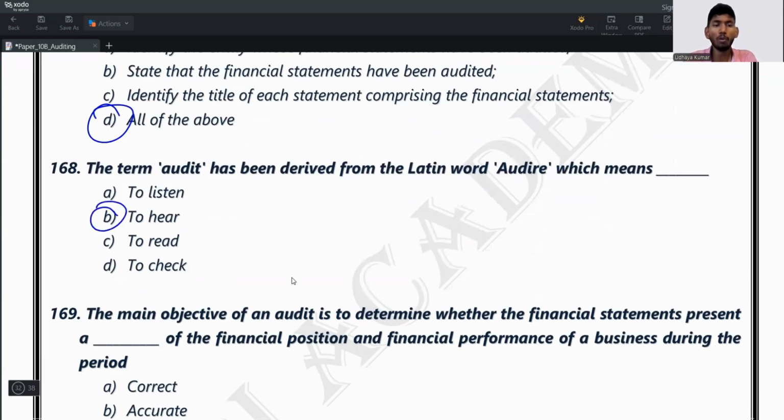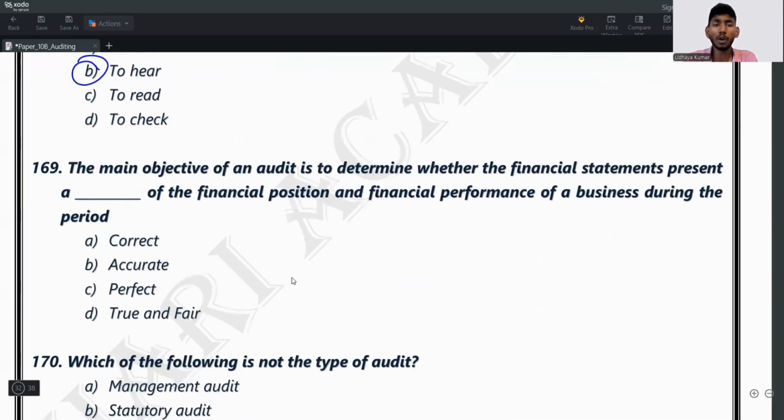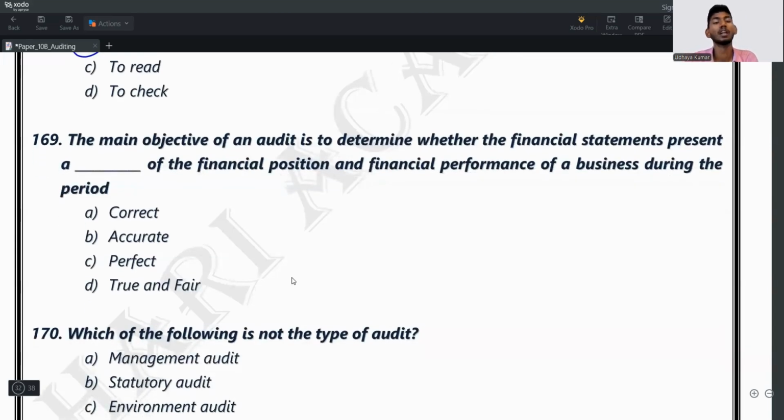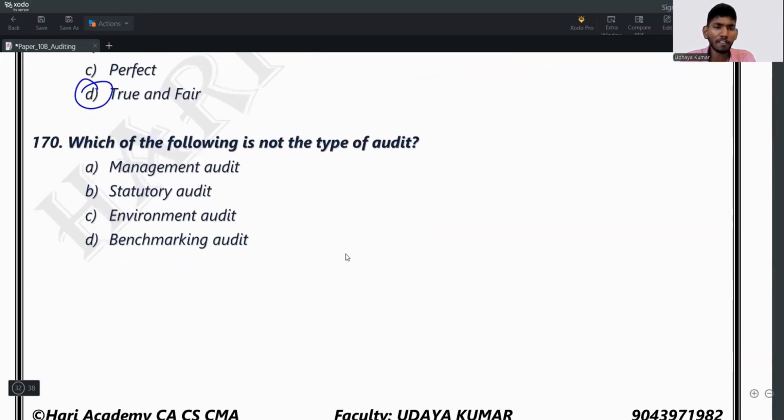So moving to question number 169. The main objective of an audit is to determine whether the financial statements present a dash of the financial position and financial performance of a business during the period. True and fair, right? Which of the following is not a type of audit? Management audit, statutory audit, environment audit. Have you ever heard about the benchmarking audit? It's nowhere said to be a benchmarking audit. So the right option is the odd one out, which is benchmarking audit.